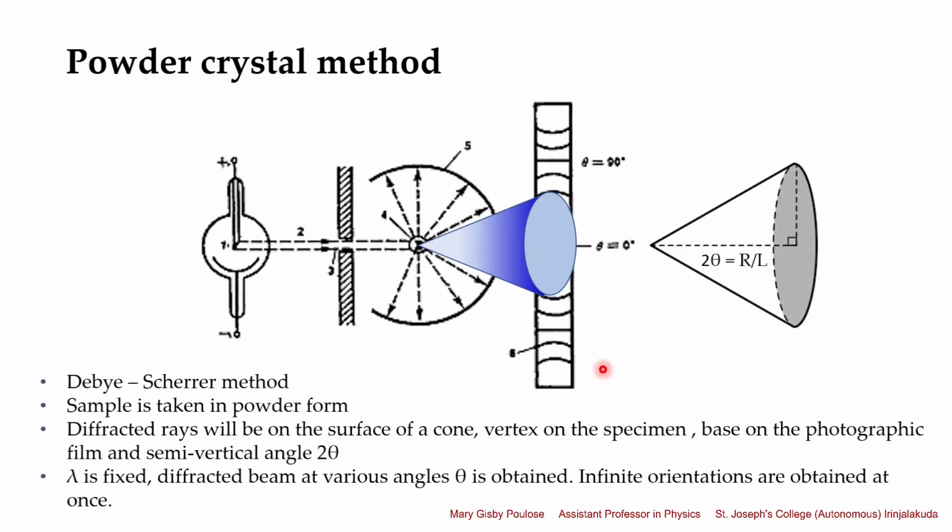Now, the picture of this cone is drawn a bit more clearly. Here we can see that the semi-vertical angle 2 theta is equal to this radius divided by the distance from the sample to the photographic film, L. So by measuring the distance L from the sample to the film, and by measuring the distance of these diffraction beams from the center of the photographic film, we can measure the 2 theta angles. And hence the plot is drawn.